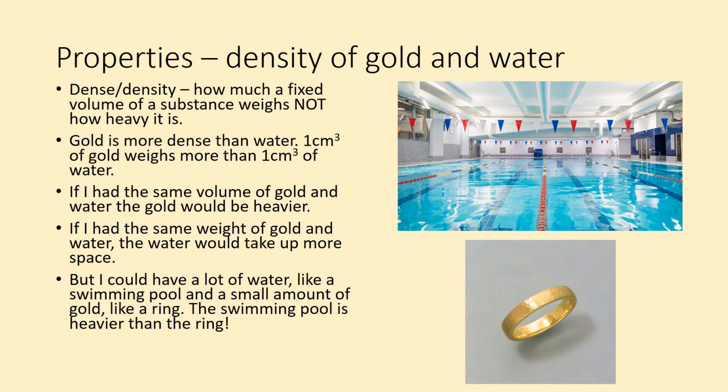If I had the same volume of gold and water, the gold would be heavier. If I had the same weight of gold and water, the water would take up more space than the gold. But I could have a lot of water, like a swimming pool in the picture, and a small amount of gold, like a ring in the picture below, and the swimming pool would be heavier than the ring. So that's why we have to make a distinction between weight, or how heavy something is, and its density.